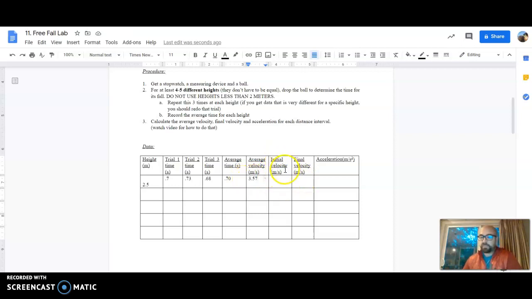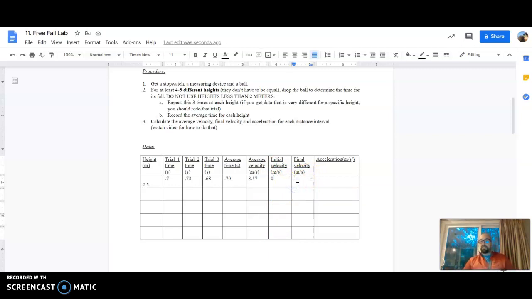Now my initial velocity when I drop the ball, so I'm letting it go, it's falling down. Right when I let it go, its initial velocity is 0. And that would be true for all of these, so you could fill that in right away. You know the initial velocity is 0.